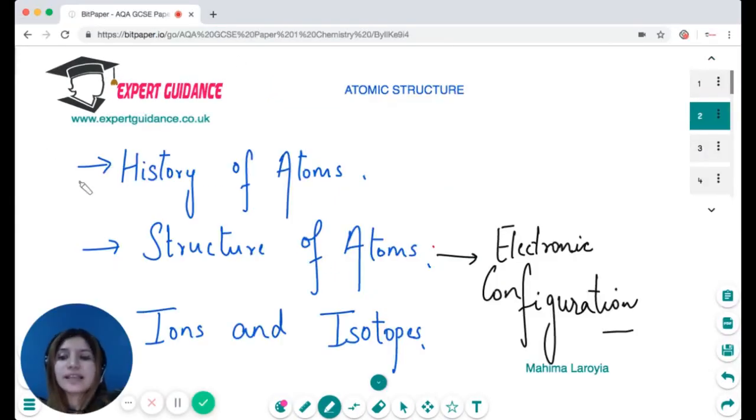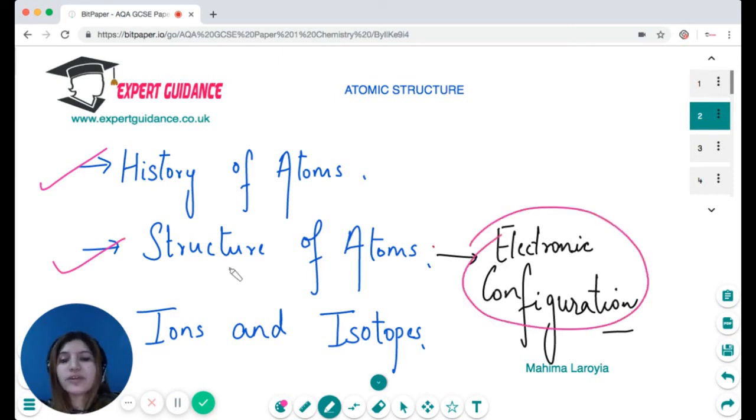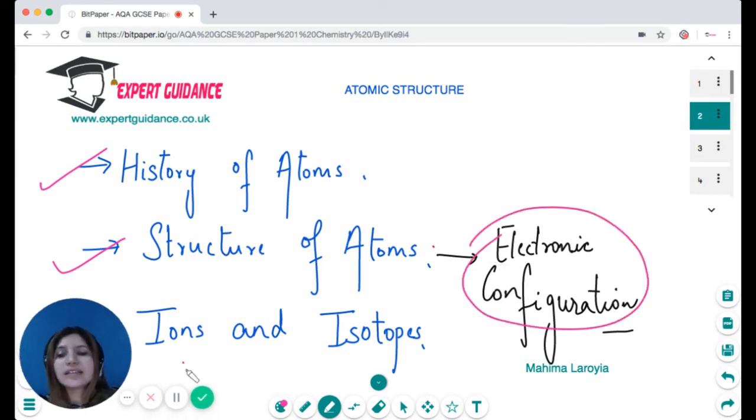What are the things that you need to cover in this chapter of atomic structure? You should know the history of atoms, like what developments were made that have given the present structure of the atom. What is the present structure of the atom? How do we do the electronic configurations, and what are ions and isotopes?